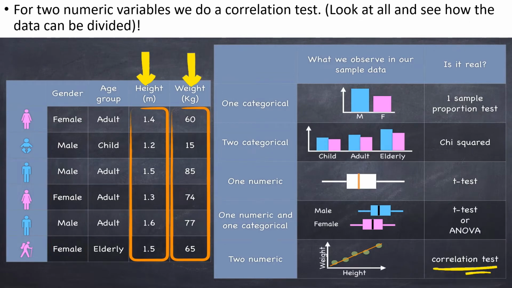And people, the last one: if we've got two numeric variables, we simply do a correlation test. Correlation tests are really nice to do. You're going to enjoy it. Long and short of the story, if you look at everything there on the right hand side, you can see how data can be divided, even in the table. Really interesting. Data can really tell a story.